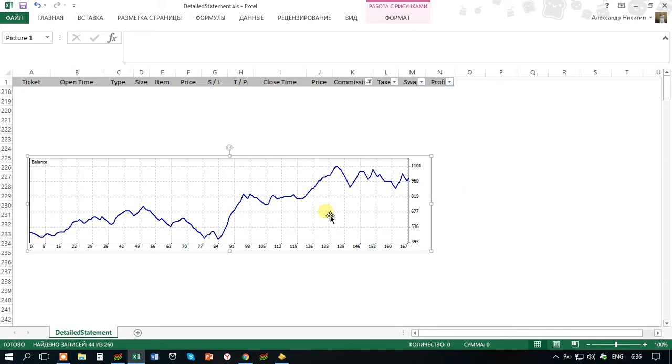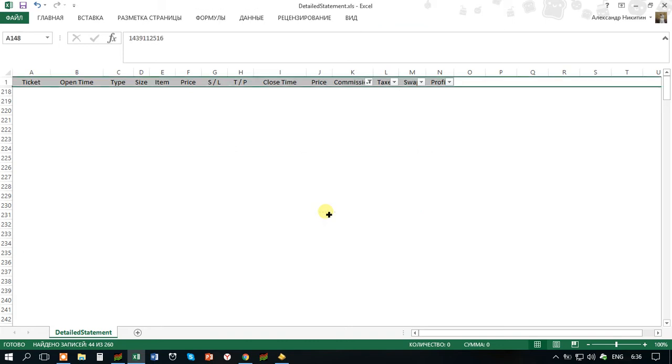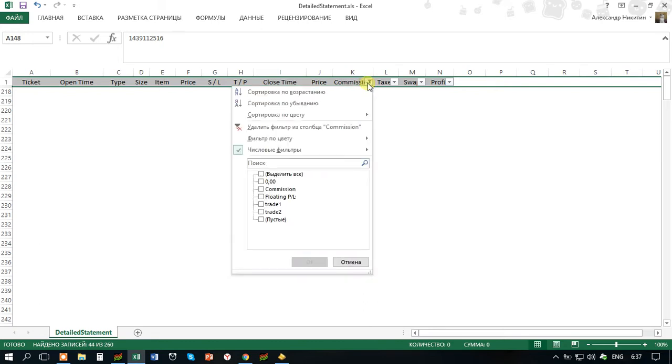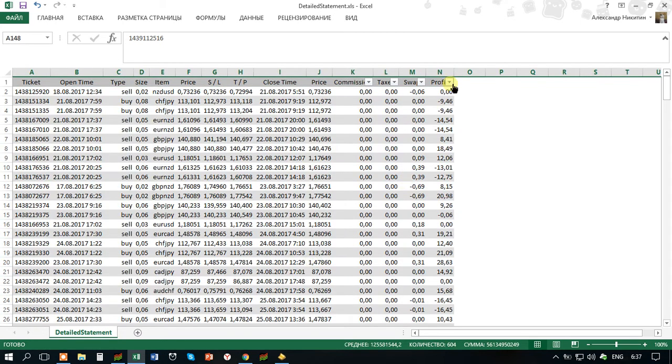Okay, I don't need this picture anymore. The picture is good for analyzing what you are doing wrong and what you are doing correct, but to analyze that picture you need to get the correct numbers.